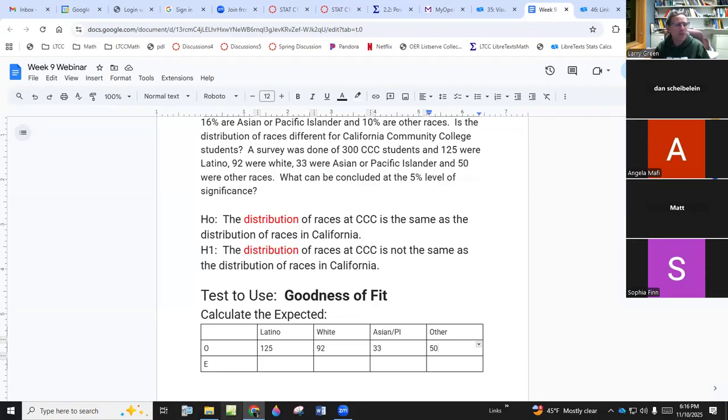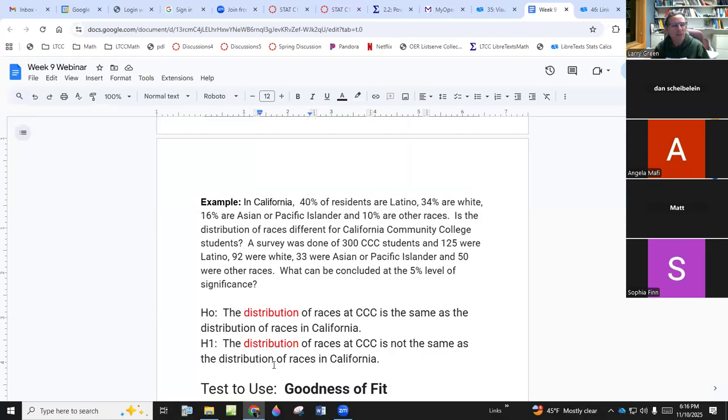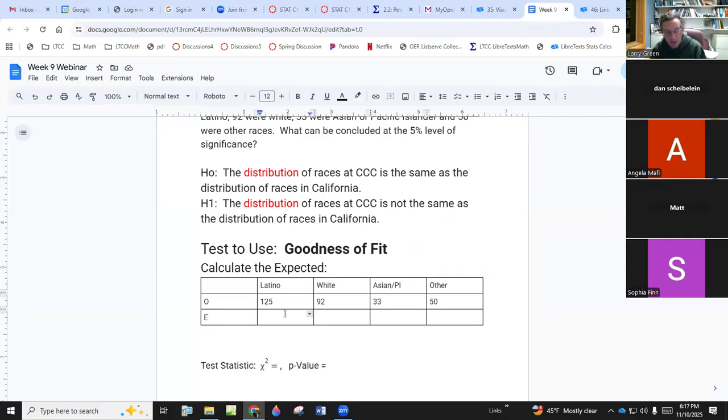Okay, so now the next step is we have to find the expected. And the key on the expected is, we know the sample size is 300. And in California, 40% are Latino. So if the distributions are the same, then 40% of all California community college students should be Latino. If we survey 300 students, to find how many we would expect to be Latino, we just take 40% of 300, which is 0.4 times 300, which is 120. So 120. Any questions on finding that expected value?